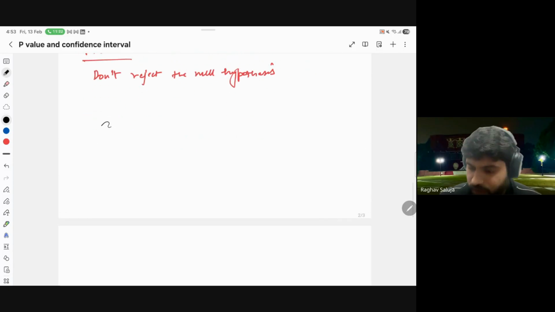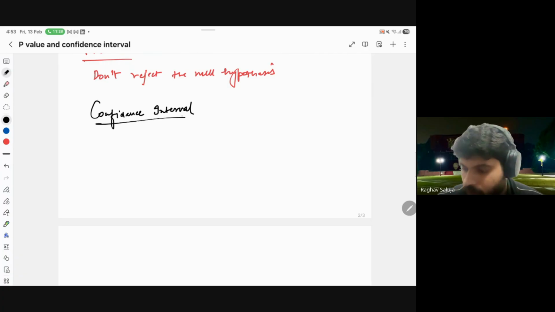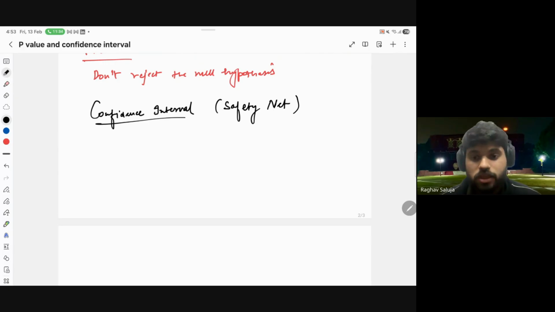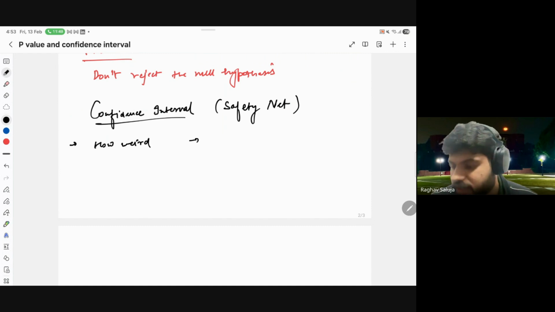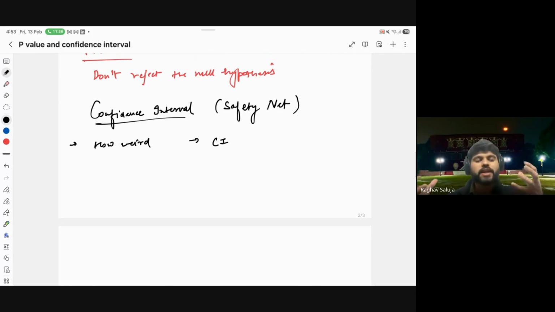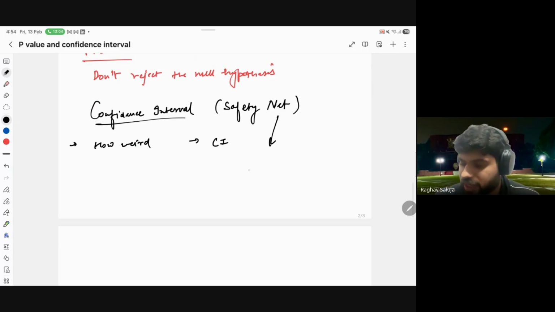And if p-value is clear, now let's go to confidence interval, which is our safety net, as we call it. So the p-value tells us if something is weird or not, but it doesn't tell us how weird it is. For how weird, we use confidence interval. Speaking of nets, imagine you're trying to catch a fish.